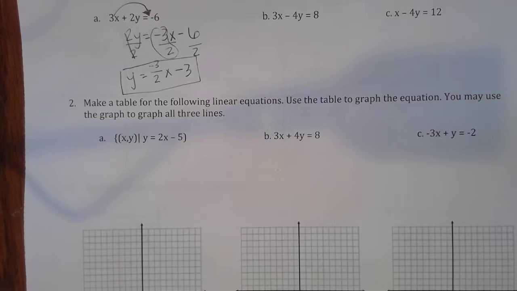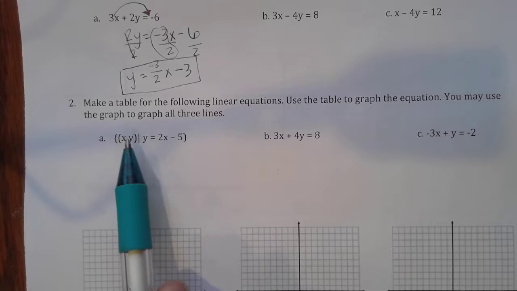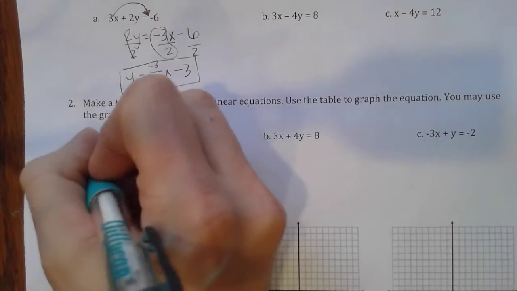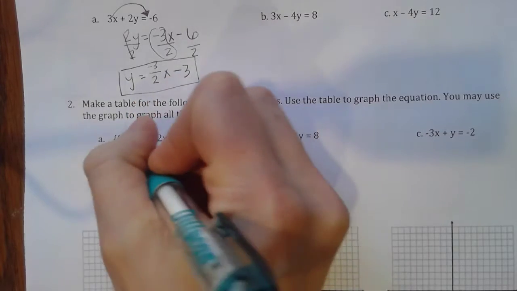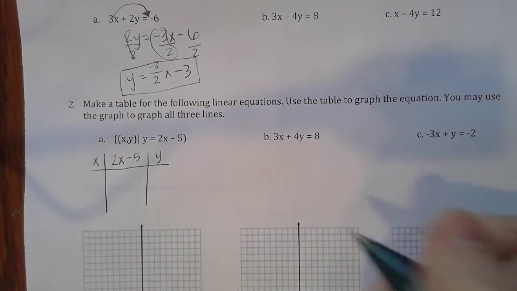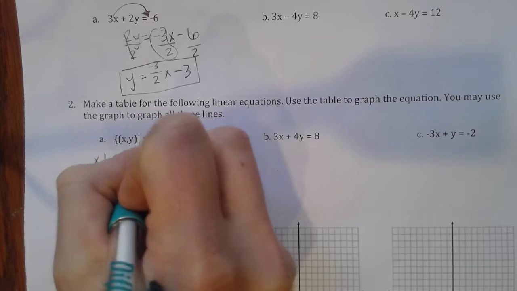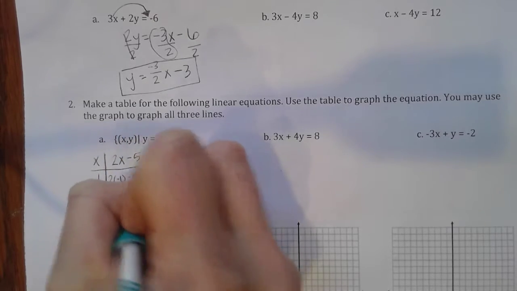Okay, now to 2a. Make a table for the following linear equations. Use the table to graph the equation, and then we're going to use these graphs down here to graph them. For A, don't let this notation fool you, okay? This is my function right here, y equals 2x minus 5. So I'll just make my table. It's already solved for y, so that's good. And I think your teacher likes you to put the function in the middle of your table like that. Usually we pick negative 1, 0, and 1. And I'll just plug those in for my x, and then just do the math.